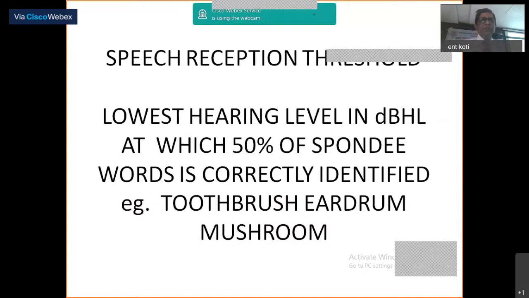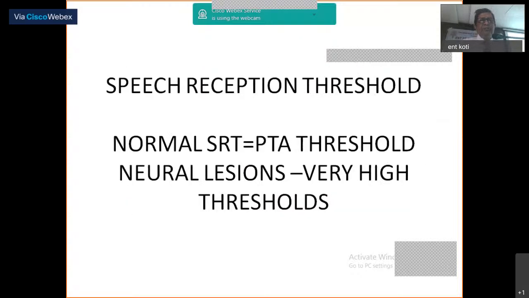So now this is how a speech reception threshold is done. Normal speech reception threshold agrees with the pure tone audiometry threshold. In neural lesions, there are very high thresholds because you cannot hear properly.